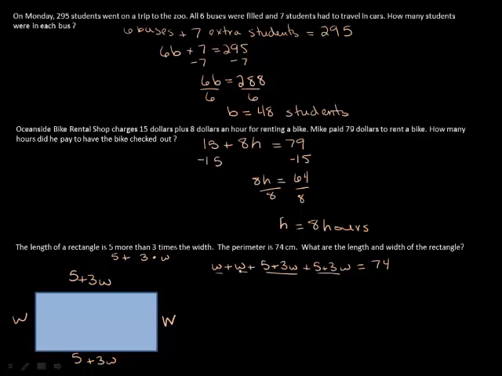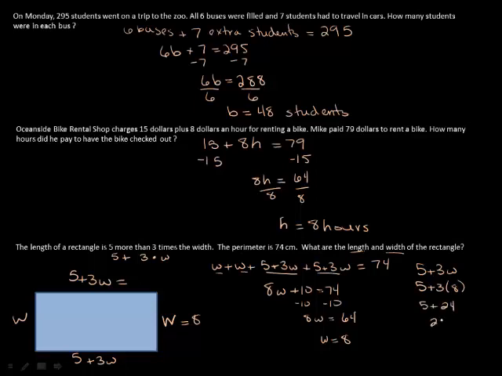So I have 8 W's plus 10 is equal to 74. Subtract 10, I get 8W is equal to 64. So W is equal to 8. We found the width, but we also want to find the length. So to find the length, I'm going to plug in the width, and I'm going to get that the length is 29.